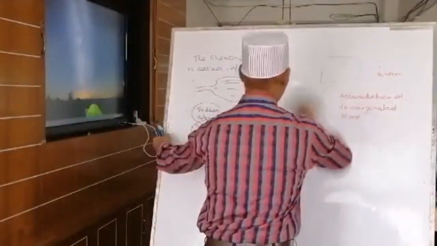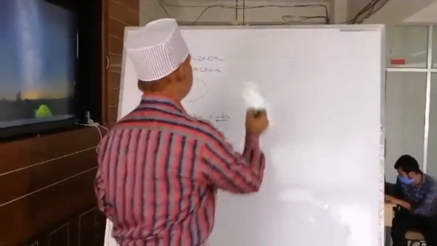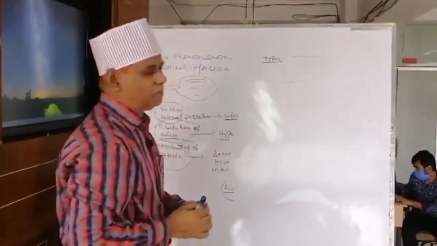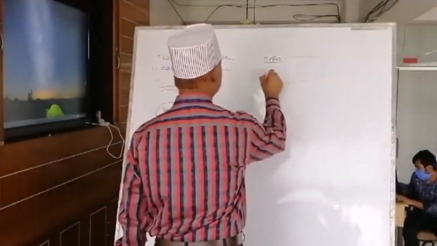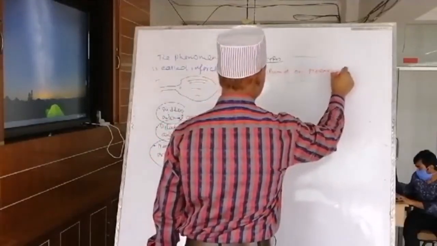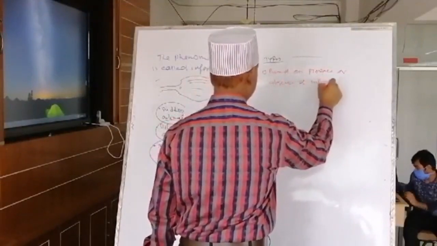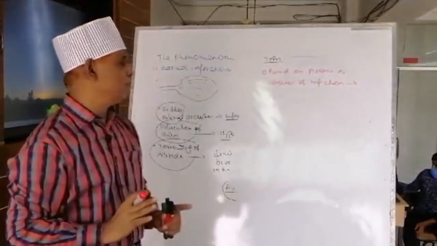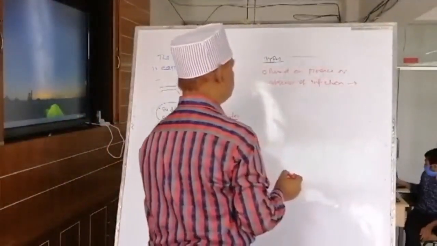Now come to the types of infarct. First, based on presence or absence of infection. Dear audience, we know inflammation caused by microorganism is called infection. Based on presence or absence of infection, there are two types.